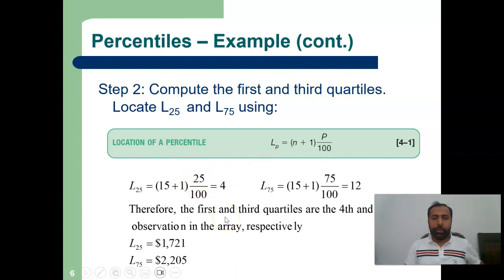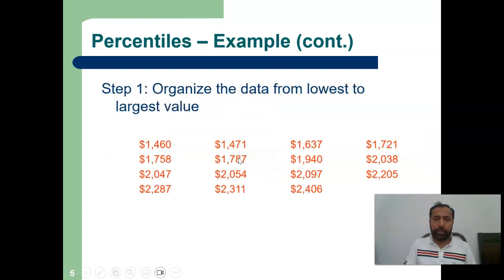See here, now we have to apply this formula for the 25th percentile or quartile 1. Please remember that quartile 1, which is 25% of the total observation, is exactly equal to the 25th percentile. So we put 25 as the value of P and we find L equal to 4. So the fourth value in that set of data will be the first quartile. So we will see where is the fourth value in that data set.